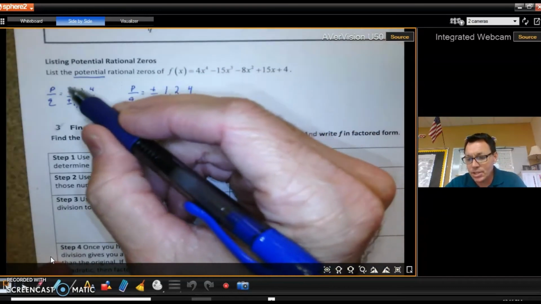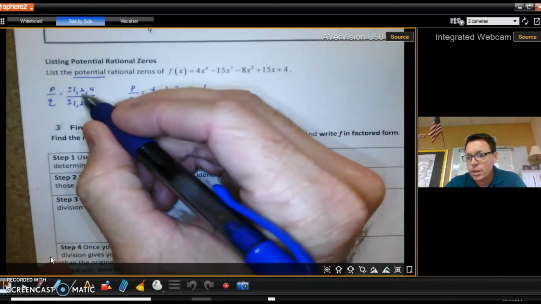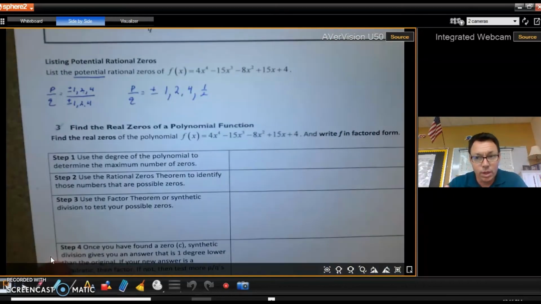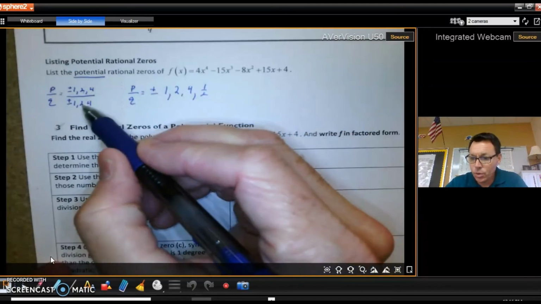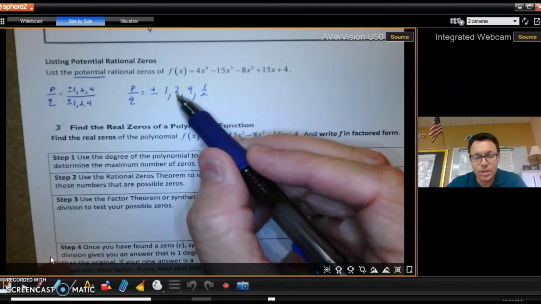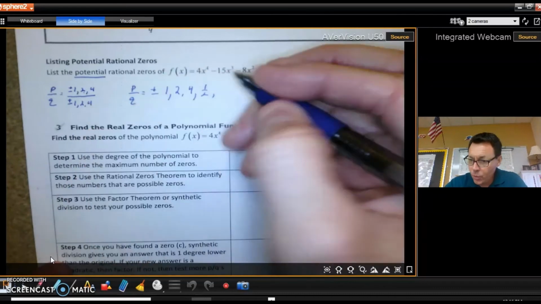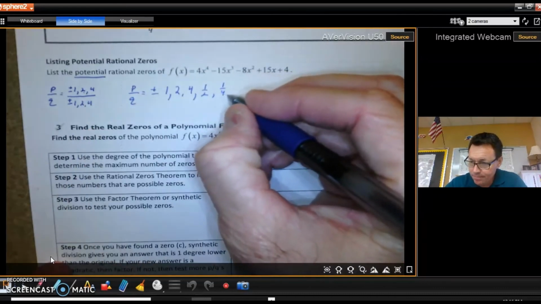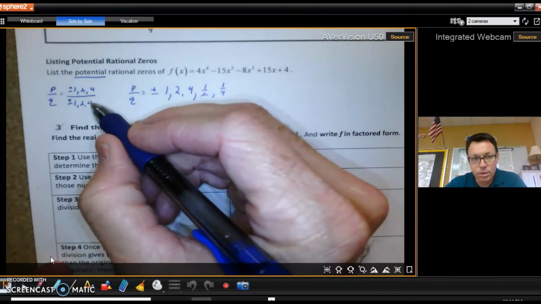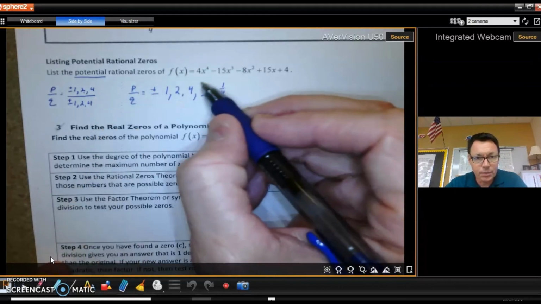Then we're going to match all of these with the 2. 1 over 2, that's 1/2. 2 over 2, wait a minute, that's 1, and we already have that, so we don't need to write it again. Same with 4 over 2. 4 over 2 is 2, and we already have that number, so we don't need to write it down twice. Then we have 1 over 4. We don't have that. And then 2 over 4, but that would be 1/2, so we're good there. And then 4 over 4, but that would be 1.